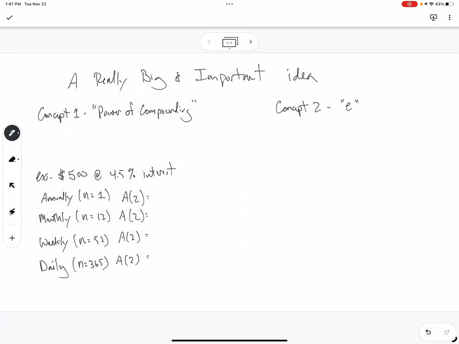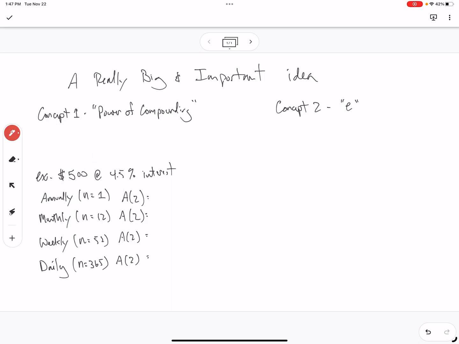Okay, so today this first part is about a really big, important idea. And I'm actually going to pull from two ideas that we've been working with over the last couple weeks. So first is the power of compounding, and then the concept of e, which we explored last week. And I'm going to put the two together to make a really big, important idea. So let's review this idea of the power of compounding.